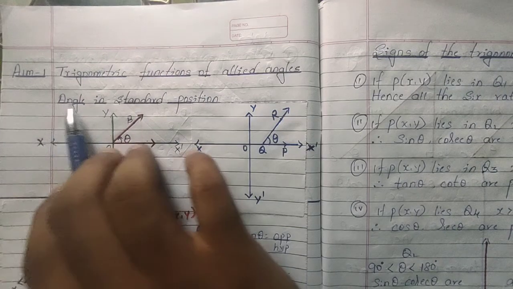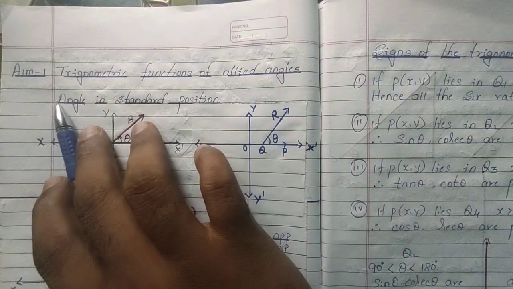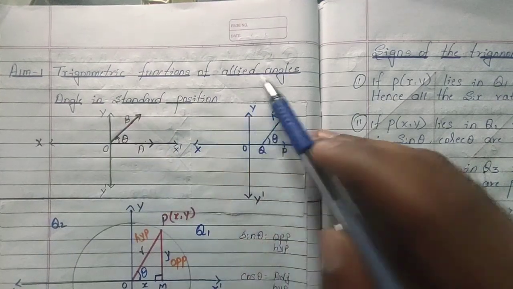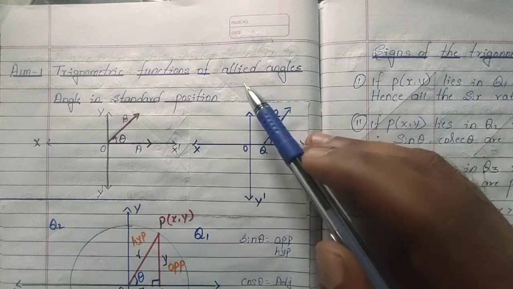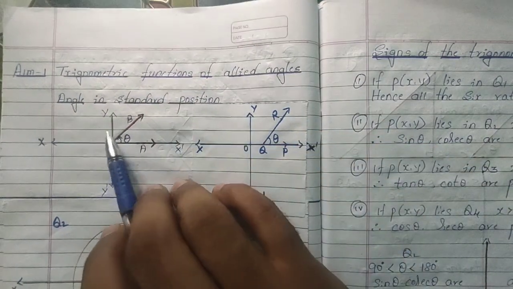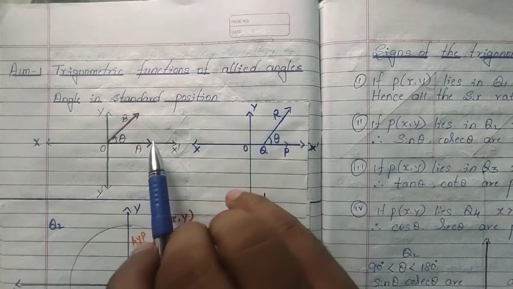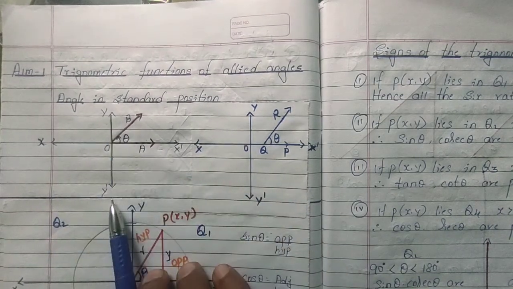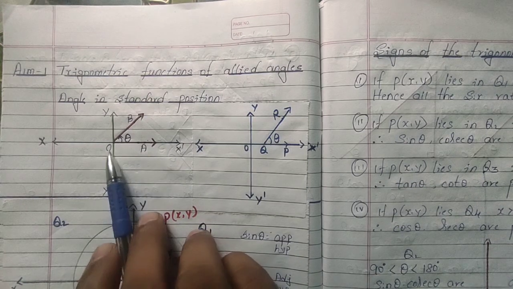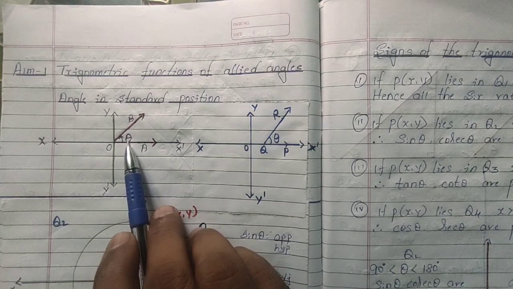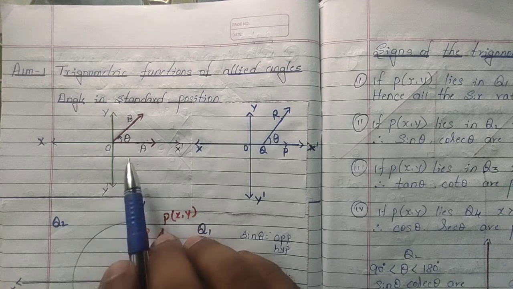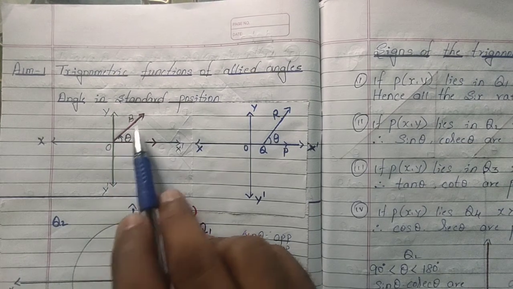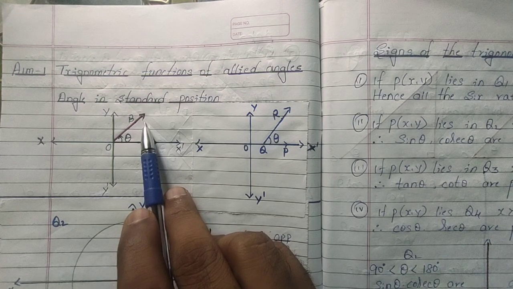Hi students, today let's talk about trigonometry. Aim 1, trigonometric functions of allied angles. First let us discuss what is the standard position of an angle. This is x-axis and this is y-axis. Here angle AOB is theta in terms of degree, and OA is the initial ray and OB is terminal ray.